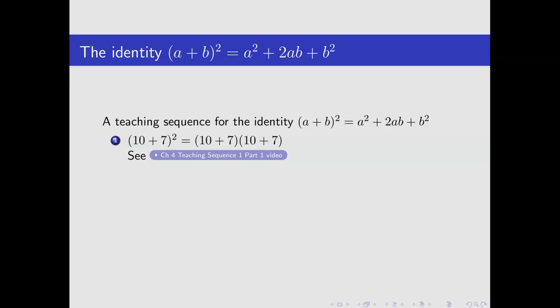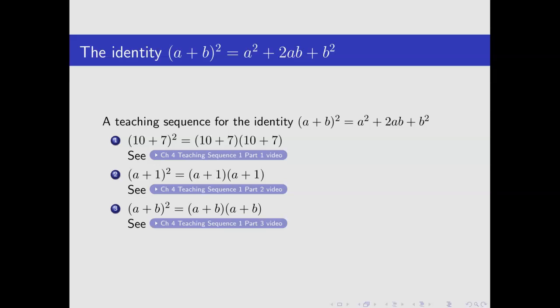Now we are going to think about a particular identity, the quantity a plus b squared equals a squared plus 2ab plus b squared. And for a teaching sequence for this, we're going to look at the examples of 10 plus 7 quantity squared, a plus 1 quantity squared, and then a plus b quantity squared. So in this case, we're going from very concrete, where we have 2 numbers for each, to a little more abstract, where we have one variable letter and one number. And then our last step is with 2 variables.